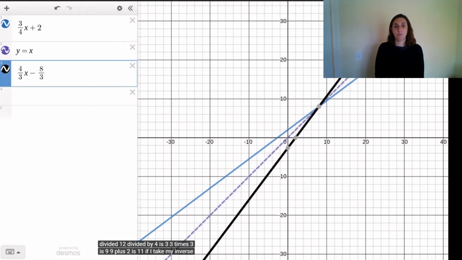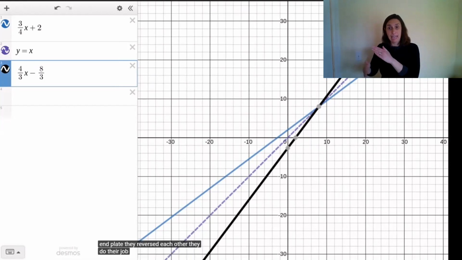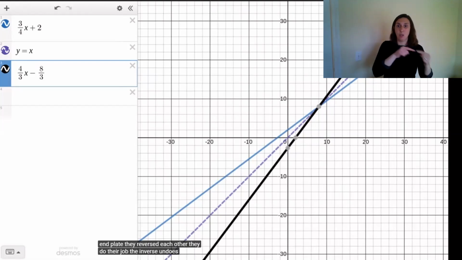If I take my inverse of 11, I get 4/3 times 11 minus 8/3, or I get 44/3 minus 8/3, which is 36/3, or 12. So my endpoint to my starting point, they reverse each other. They do their job. The inverse undoes it.